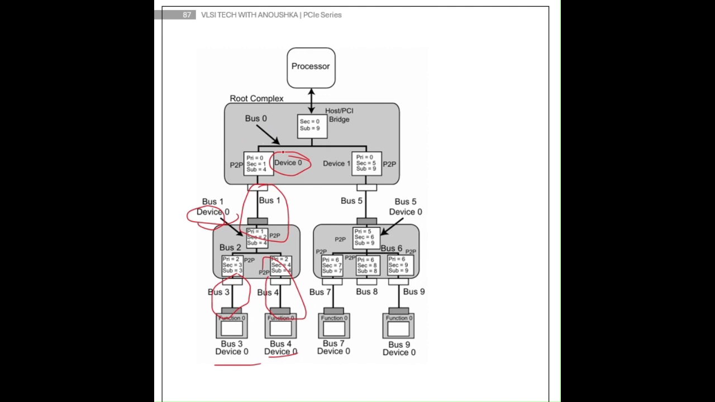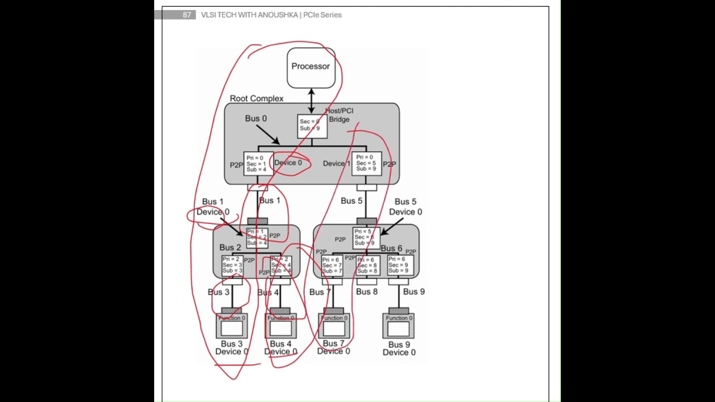This is bus 0, this is bus 1, this is bus 2. As you all know, in ordering the bus numbers we use the depth-first search method. So we will order the bus numbers like this, and then we number this one, and then like this. So bus 4 here, this is bus 5, this is bus 6, bus 7, bus 8, bus 9.